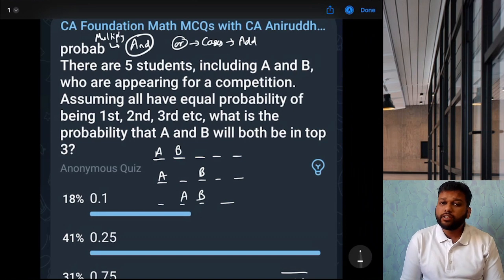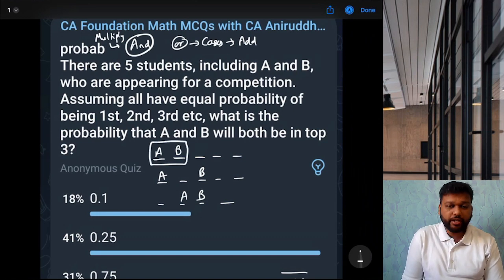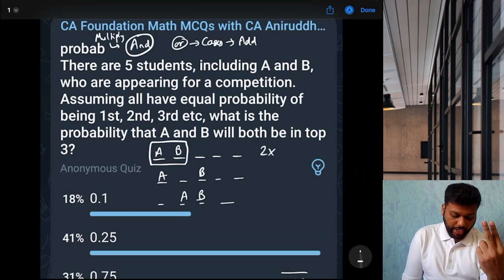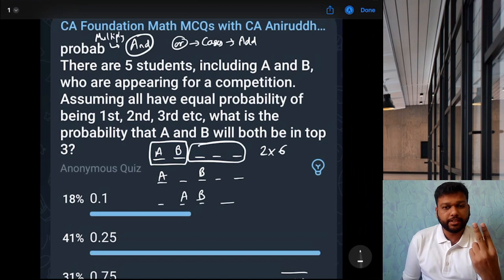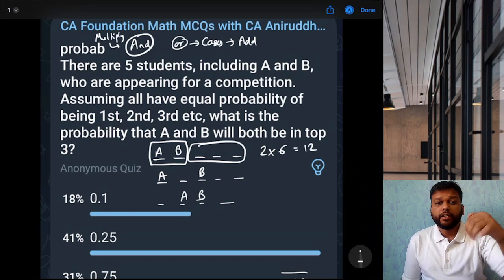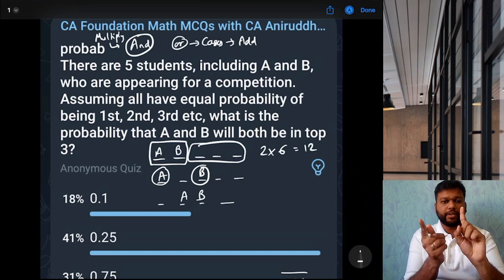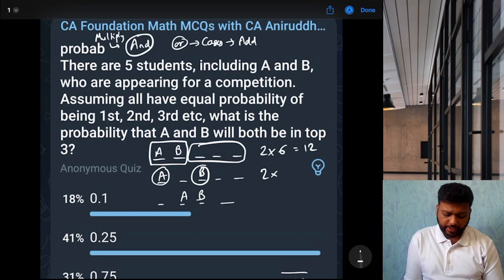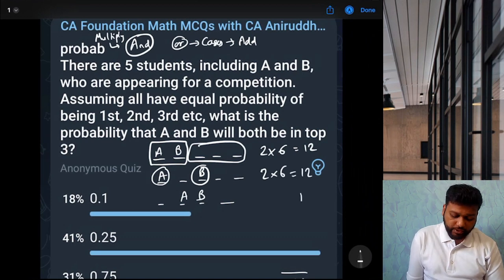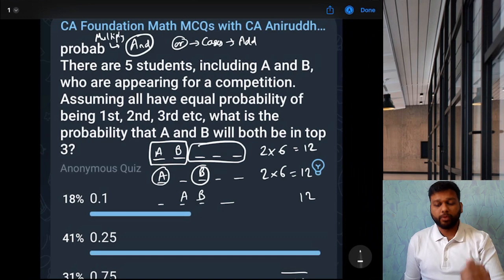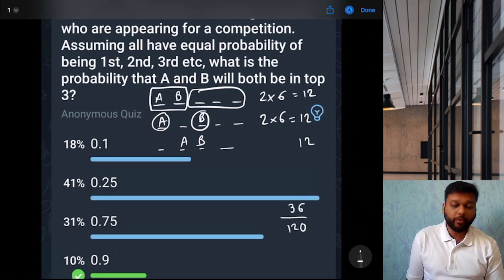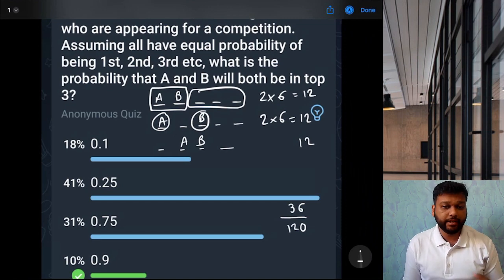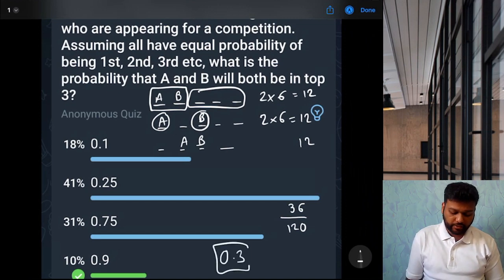Okay, first case, how can we arrange them? A and B, we can arrange them among themselves in 2 factorial ways, 2 ways. And other 3 we can arrange in 3 factorial ways, that is 6 ways. So this is 12. Second case, again A and B, we can switch them, A, B or B, A in 2 ways. And remaining 3 people we can again arrange in 6 ways, so 12. If you see, this is also going to be 12. So 12 plus 12 plus 12, 36 by 120 is the correct answer, which is how much in decimal? 0.3, which is not in the options, but 0.3 is the correct answer for this.